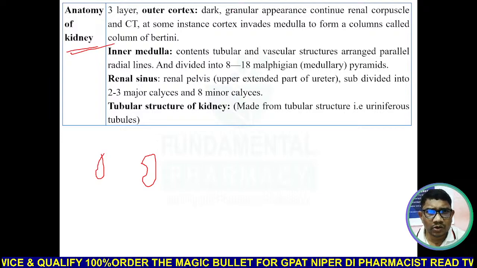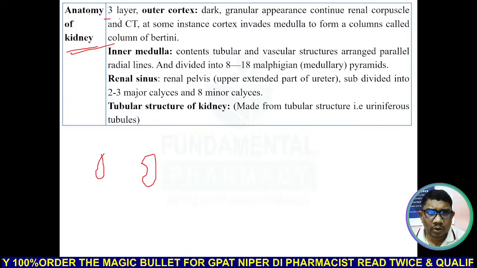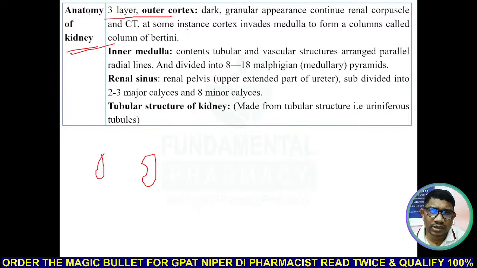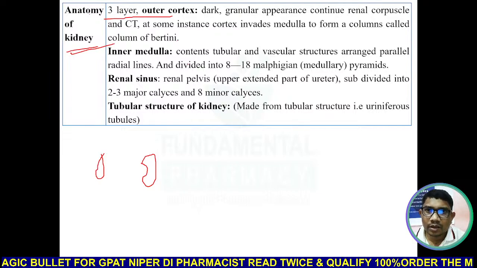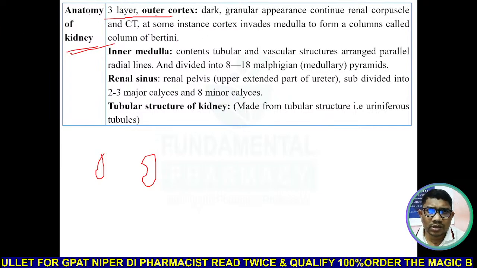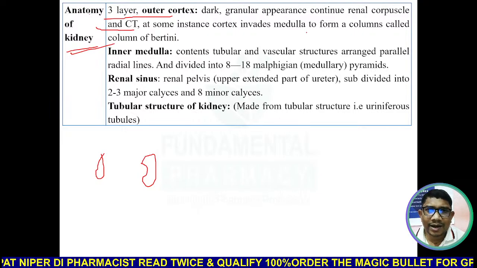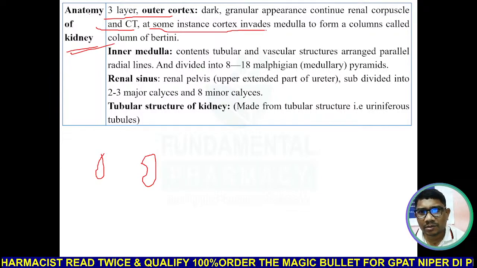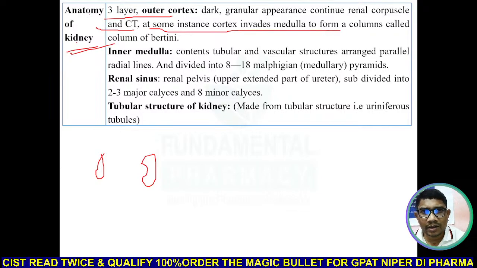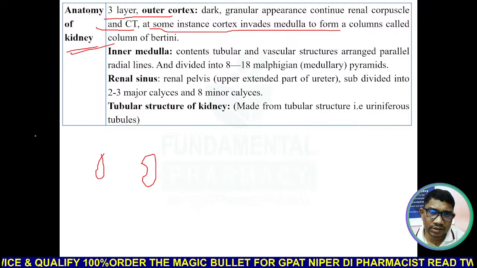The outer one is a cortex. There are 3 layers on a kidney. The outer layer is cortex, which is a dark granular, है ना, dark होता है, granular दिखता है, which will continue to the corpuscles and collecting tubules of the kidney. At some places or at some instance, cortex invades the medulla to form columns called as columns of Bertini. ये outer cortex का description.